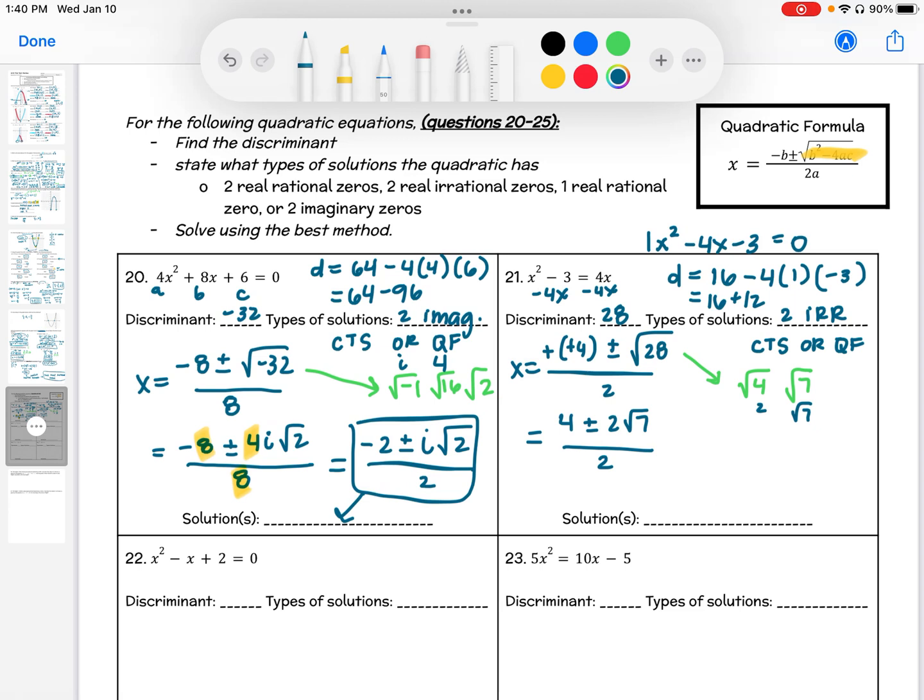All right, and then we just simplify the numbers if we can. So we've got 4, 2, 2. We can divide all of those numbers by 2. So 4 divided by 2 is 2, plus or minus 2 divided by 2 is 1, so we just have square root 7. And then we would have nothing left on the bottom, so this would be our final answer.